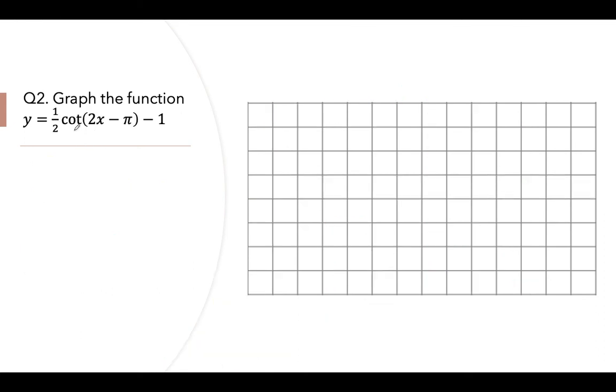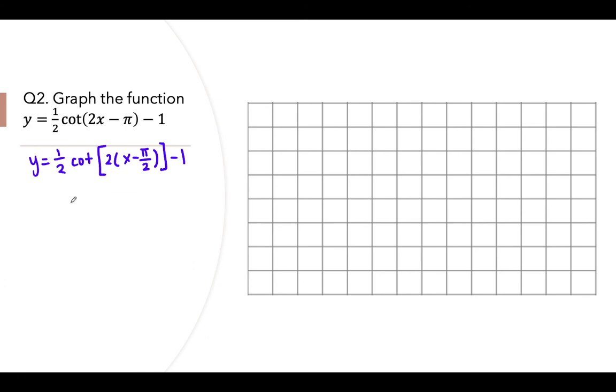Next graph, so we have a cotangent graph. As you can see inside the bracket, it's not factored. First step, let's factor it. Y is equal to 1 over 2 cotangent. So factor completely whatever is in front of x, so 2 x minus, so pi divided by 2 is going to be pi over 2 minus 1.